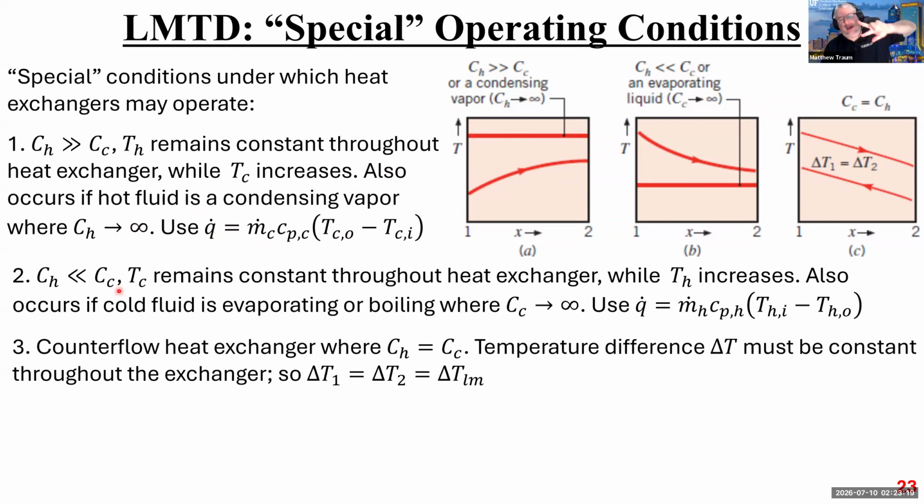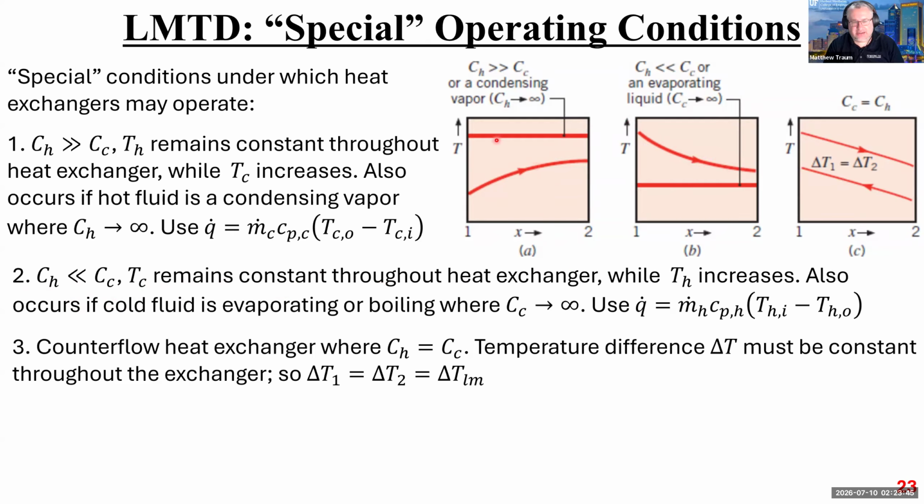Okay, the same is true on the flip side. So you could have a situation where it's now the cold stream, which has a significantly higher thermal mass than the hot stream. And in that case, the cold temperature remains constant while the hot temperature comes down to asymptotically meet the cold temperature. This occurs if the cold fluid is evaporating or boiling, right? So you see this a lot in evaporators and boilers for power plants.